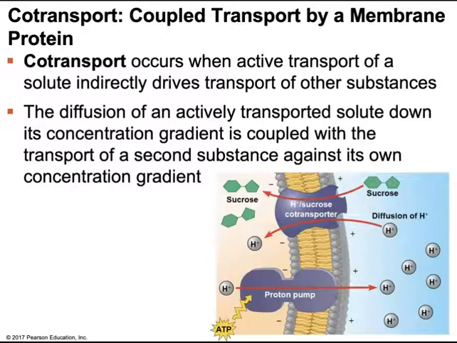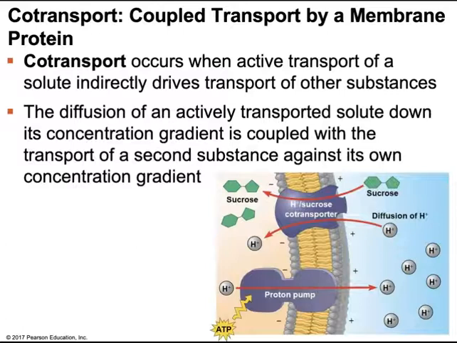We also have something called co-transport. Active transport of a solute can indirectly drive transport of another substance. This is what we call co-transport. In this process, the diffusion of an actively transported solute down its concentration gradient is coupled with the transport of a second substance against its own concentration gradient.